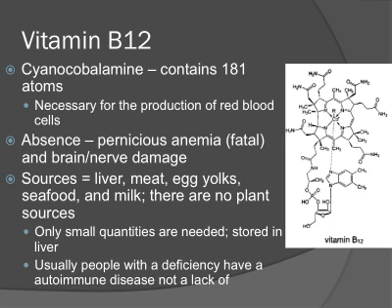The sources of this are liver, meat, egg yolks, seafood, and milk, and there are no plant sources. So this is the one that vegetarians have to be really careful with and make sure that they're getting enough of. However, you only need small quantities of it because we can store this in our liver relatively quickly. Usually people with a deficiency have an autoimmune disease, which is destroying their vitamin B12, and usually it's not because you have a lack of vitamin B12 in your diet.